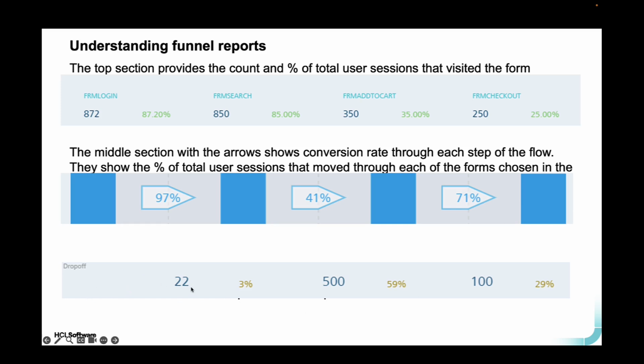So for example, 22 people that went to the login did not even perform a search. So the drop off there was like 3%. And similarly, from search to add to cart, it had a 59% drop off. And these were the number of drop off sessions, so to speak. And similarly, add to cart to checkout, there was a 29% drop off. So this is how you read and understand the funnel report, and I hope this makes sense.